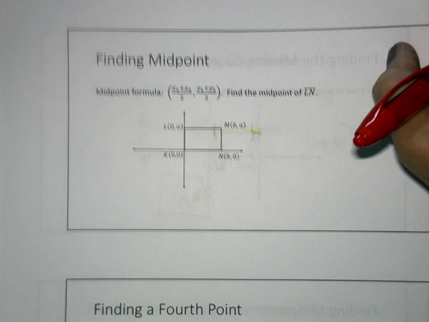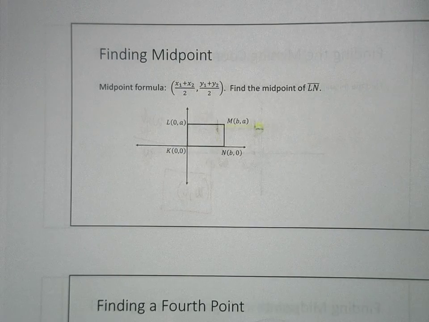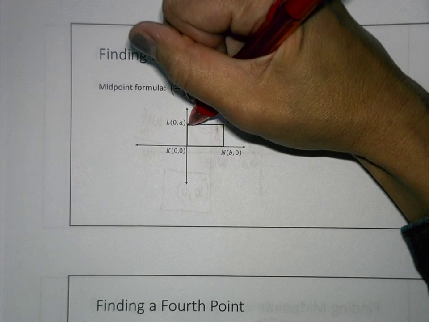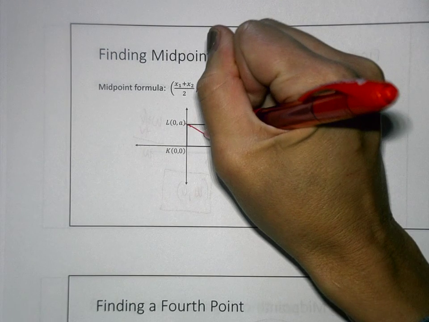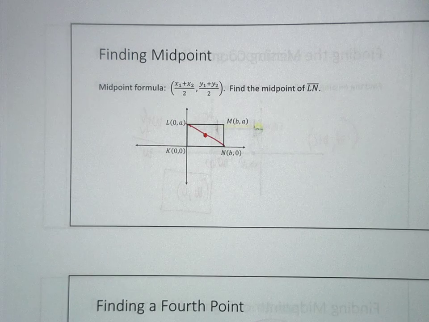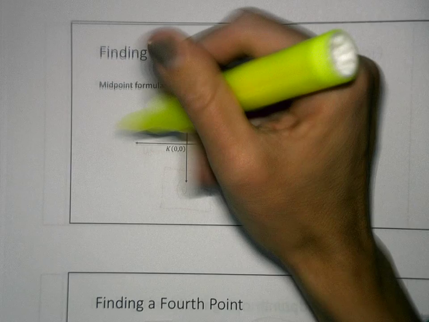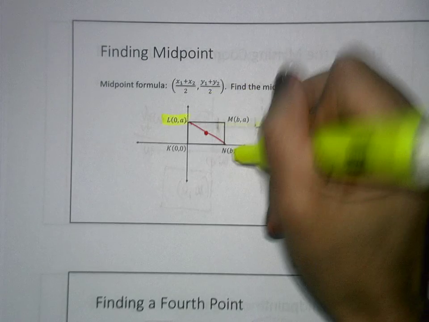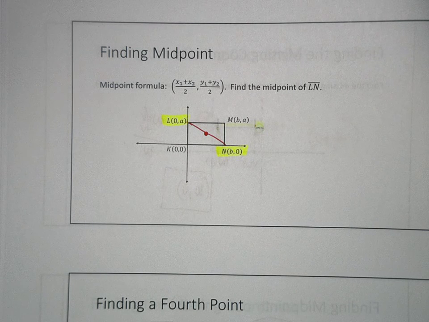Okay, so this time they want the midpoint of LN. If you were to draw a line, here is LN, right? It's a diagonal. They're wanting the midpoint. So my midpoint's going to be somewhere like that, right? In order to find the midpoint, we're taking L and N and using the midpoint formula to find it. So I'd like you guys to try that on your own. Find your midpoint.